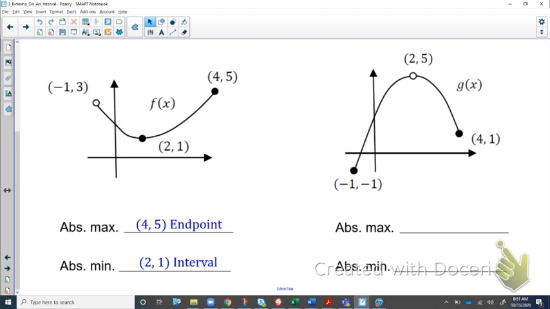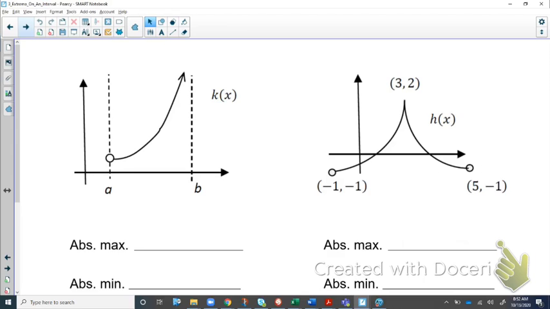Here we have what looks like an inverted quadratic, an inverted parabola. What's the absolute max? Now, it's very tempting to say that the absolute max is going to be at 2, 5, but in this case, because the vertex is undefined, we have a hole there, there is no absolute maximum. Moving on to the absolute minimum, again, we have the overall lowest point at the end point of -1, -1.